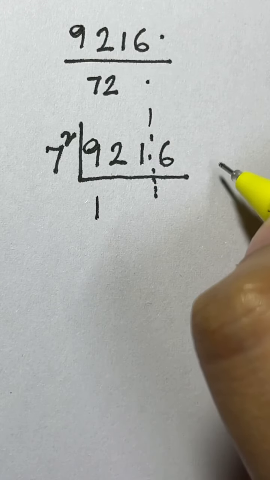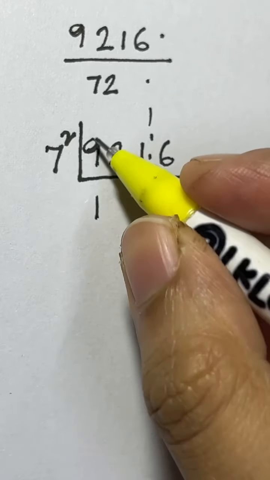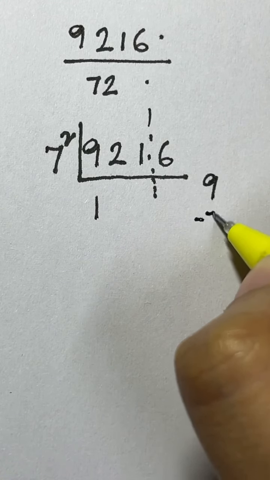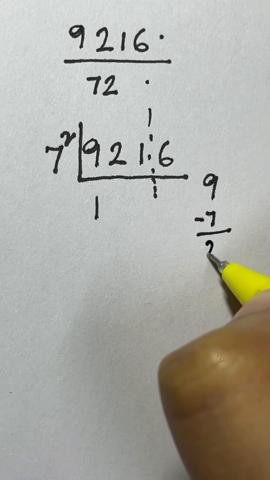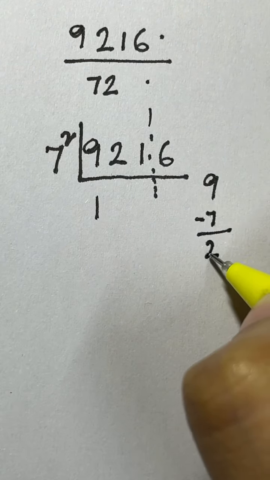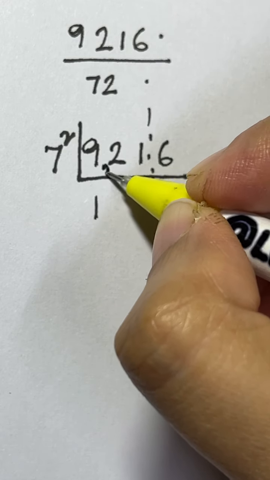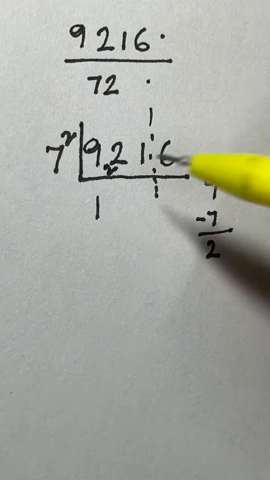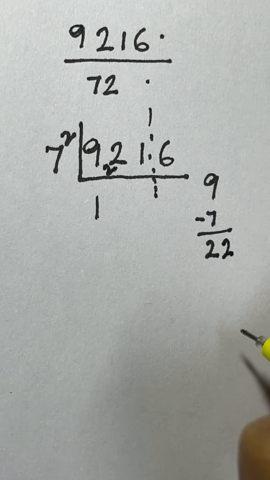Now we take 9 and subtract. 7 times 1 is 7, right? Subtract 7. So 9 minus 7 gives you 2. It leaves a remainder of 2. This 2 goes as a carryover to this 2. So we write a tiny 2 here, and it becomes 22. Let me write down 22. Yes, so it became 22.